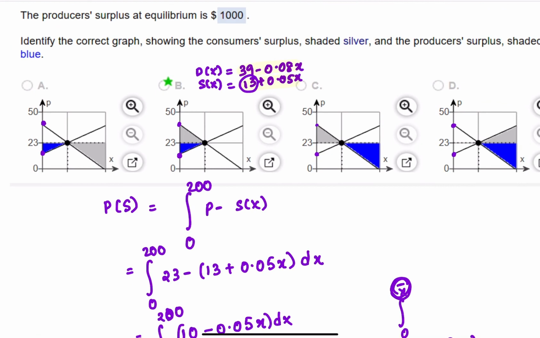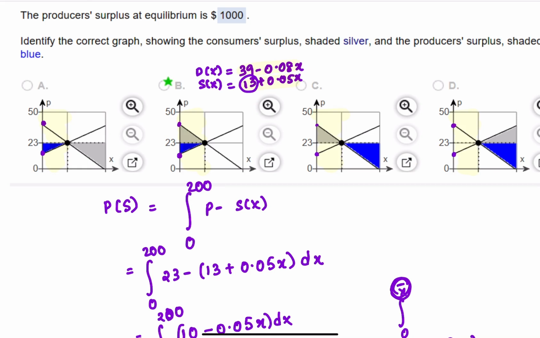But how do I know which one's which? Where am I looking from? I'm looking from 0 to 200. So you are looking for the graph that's in the shaded area.